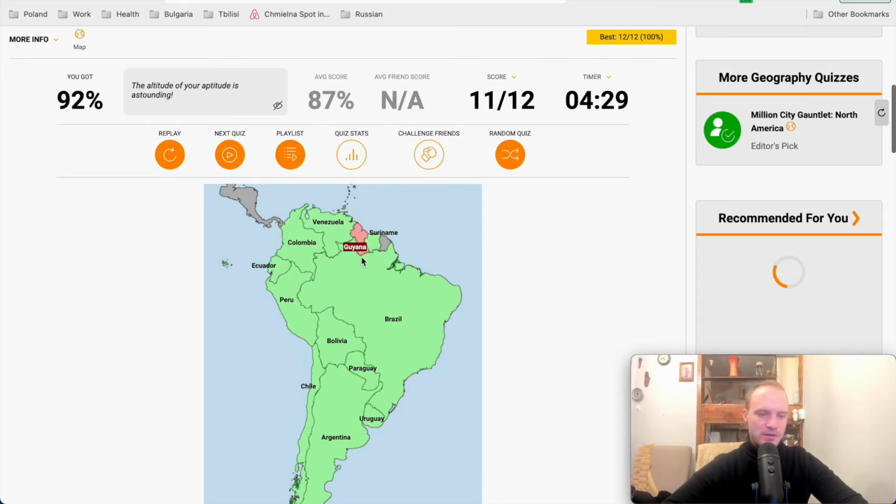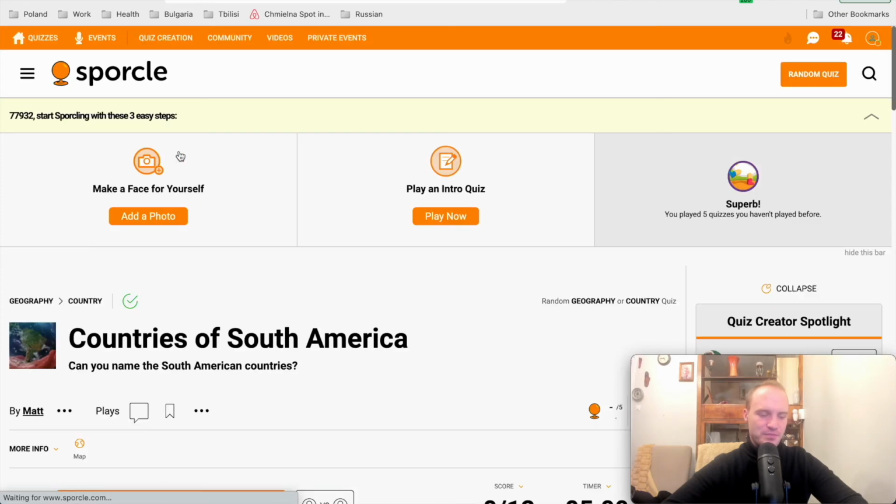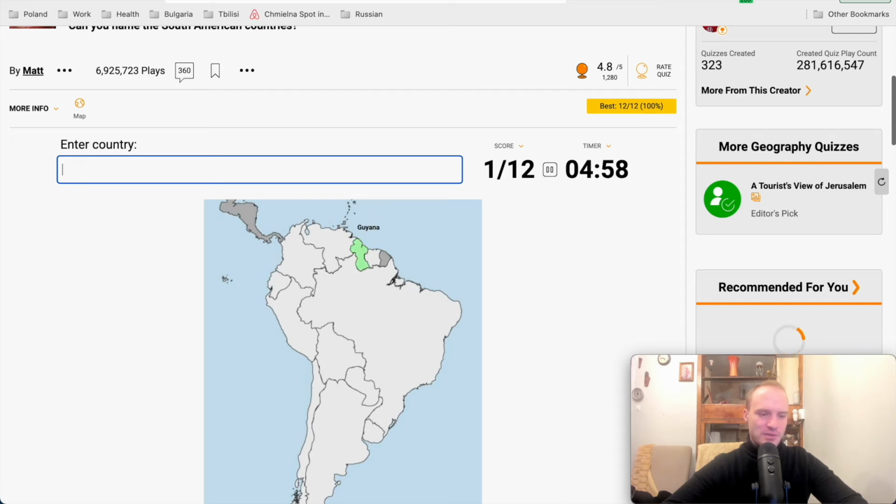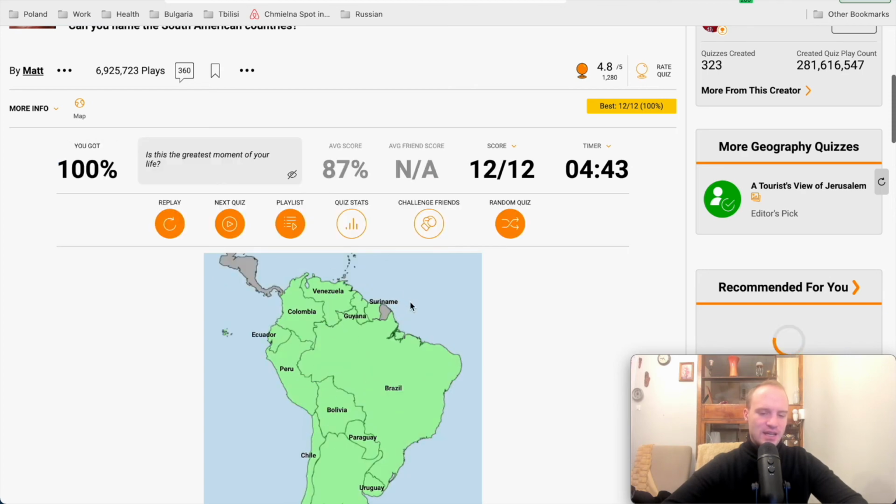Guyana. Okay, I knew that I wouldn't get some of these here, but let's try again. Okay, so let's do Guyana. We'll start with that. Suriname. And now we should be good. Venezuela, next to that's Colombia, Ecuador, Peru, Bolivia, Brazil, Paraguay, Uruguay, Argentina, Chile, and that's that.